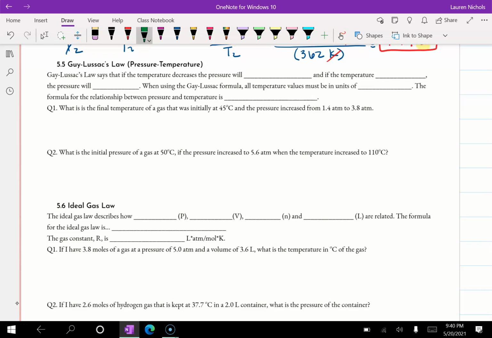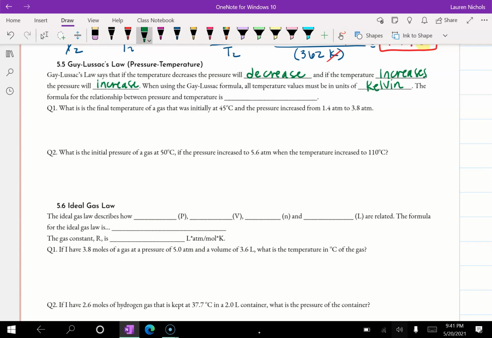So, this skill number 5 of Unit 5 was about Gay-Lussac's law, which describes the relationship between pressure and temperature. And Gay-Lussac's law says that if temperature decreases, the pressure will decrease. And if the temperature increases, then the pressure will also increase. And so when using the Gay-Lussac formula, all temperatures must be in units of Kelvin, just like Charles' law, which we learned about in the video before this.